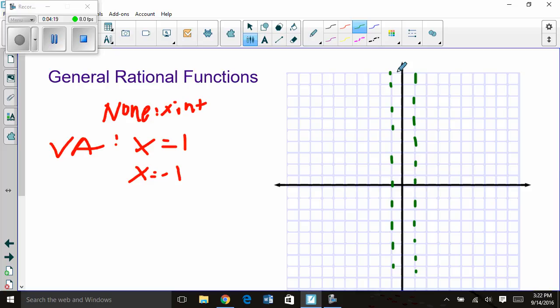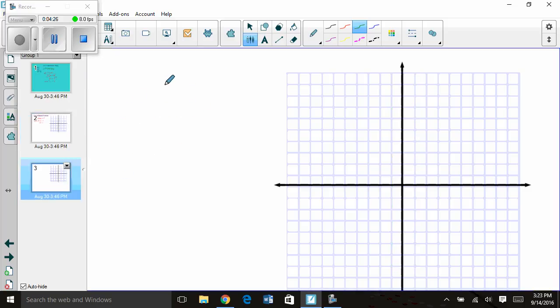We'll move on to the next one. Now we're going to graph a problem. In that last problem, we just found the intercepts and the asymptotes. Graphing is a little bit more complicated, but you just do the same type of steps. So we'll do number 15 here together.